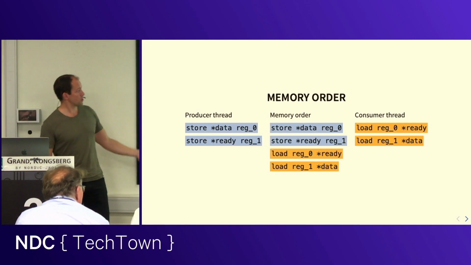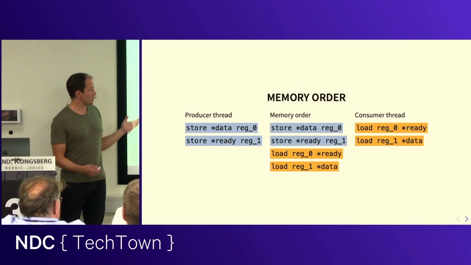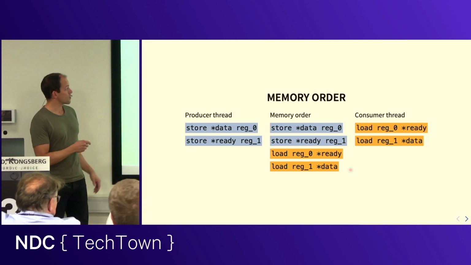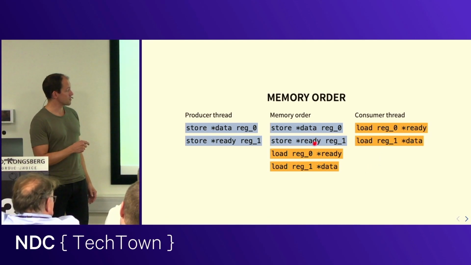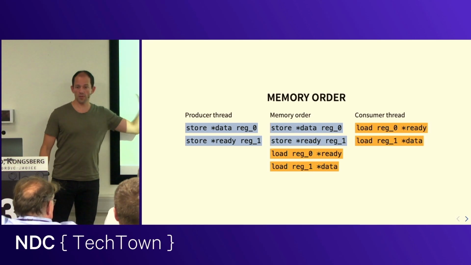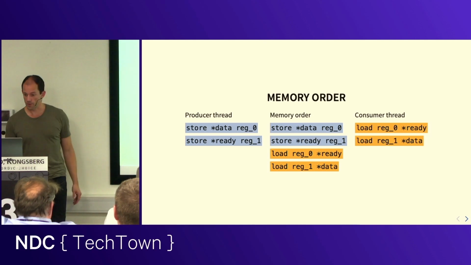So here is a possible order. Here's one way to order these 4 blocks. If the producer thread runs entirely before the consumer thread, you will have store data, store ready, load ready. Well, it's true, so then we load the data. So this is nice. You produce everything, you consume everything, it works.